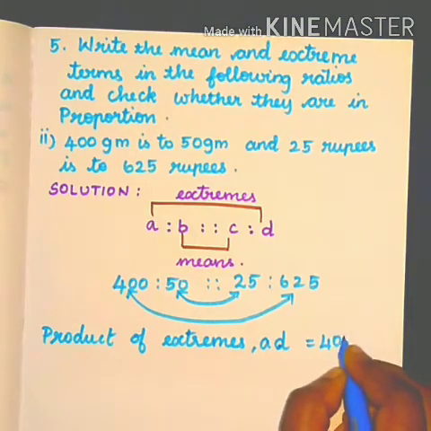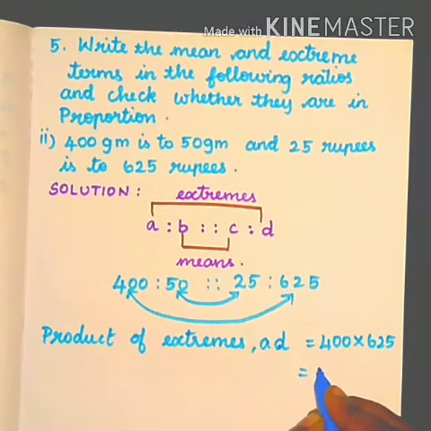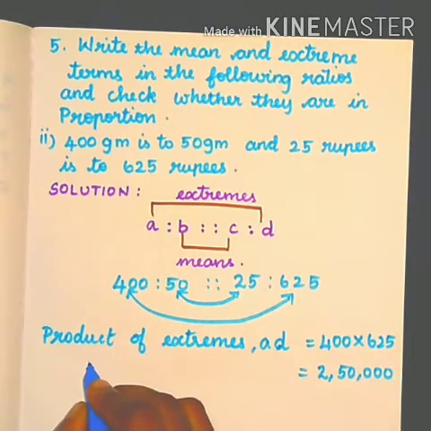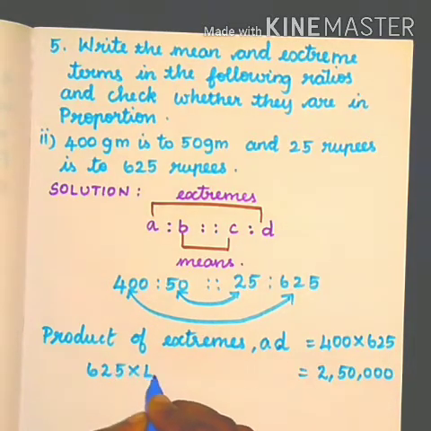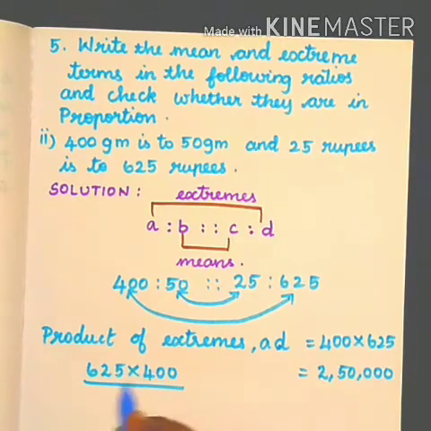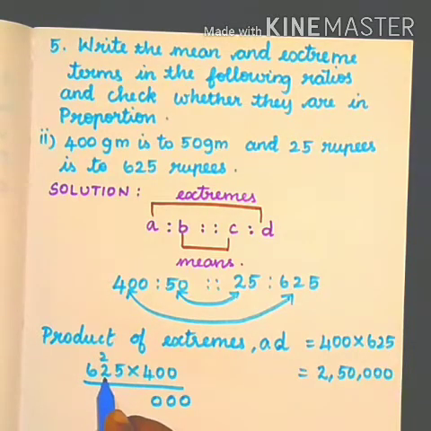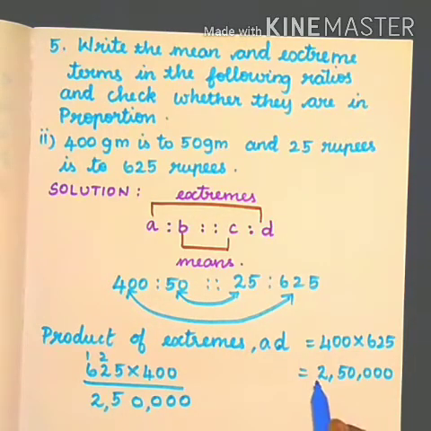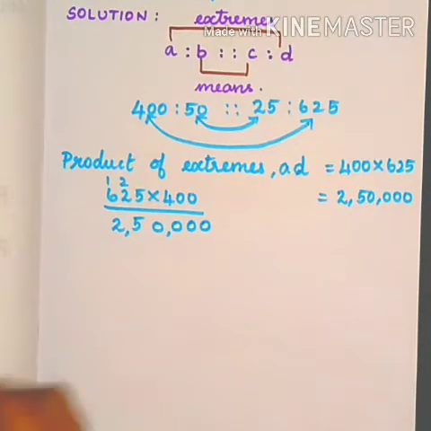400 into 625 is 2,50,000. Let's see, 625 into 400. Here it is a multiplication with two zeros. First put two zeros, then 4 5s are 20, 4 2s are 8, 8 plus 2 is 10, 4 6s are 24, 24 plus 1 is 25. 2,50,000.